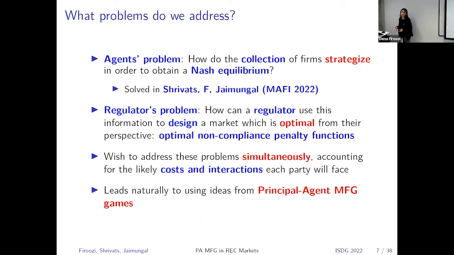Yeah, and then the clearing price is a result of that. Okay. So we get that as a result of the trading strategies of agents. I will explain everything in detail.